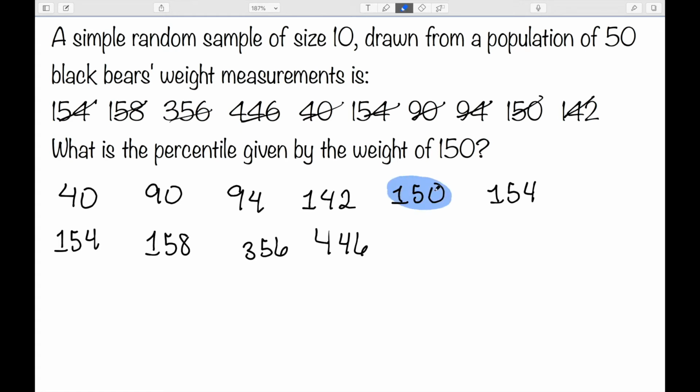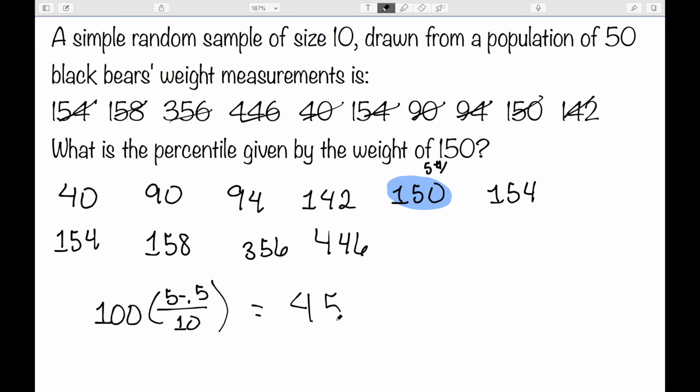So I want to look at the percentile of 150. We can see this is 1, 2, 3, 4, 5. This is the fifth number that I've written down. So my percentile is 100 times (5 minus 0.5) over 10, which works out to be the 45th percentile. So 150 would represent the 45th percentile.